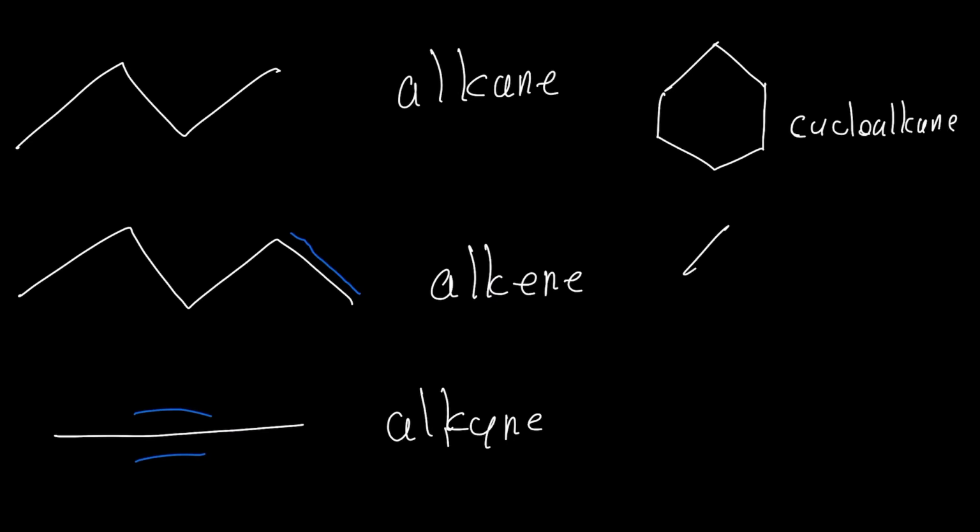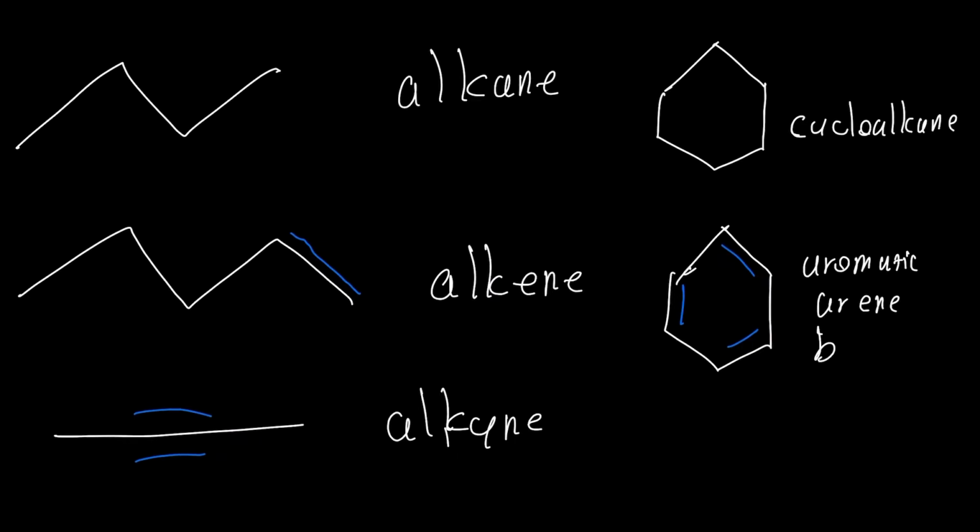And whenever that ring has this characteristic look to it, when you have 6 carbons in the ring with 3 double bonds, this is going to be called an aromatic. It's sometimes called an arene, but this thing is just a benzene. That's what you need to know. So these are all the hydrocarbons, or compounds that contain only carbon and hydrogen.